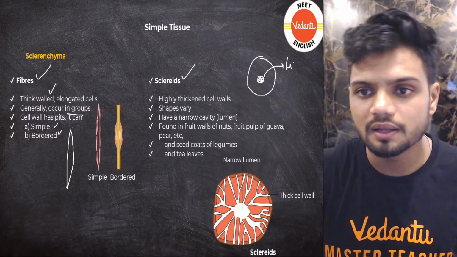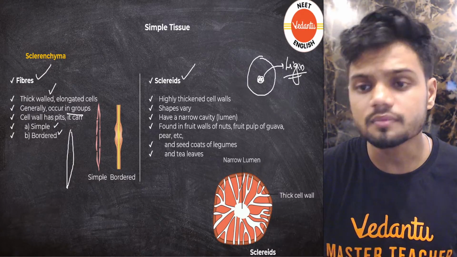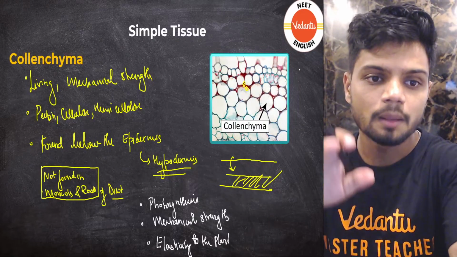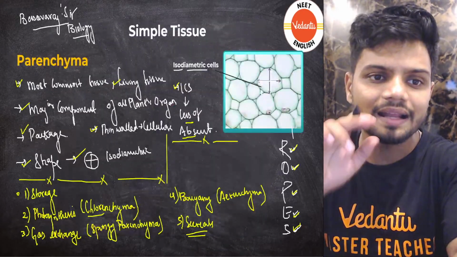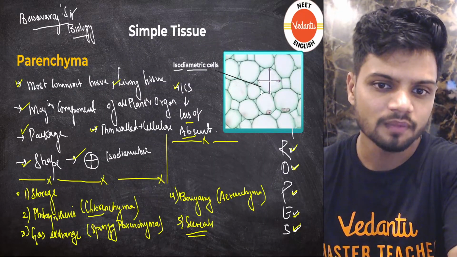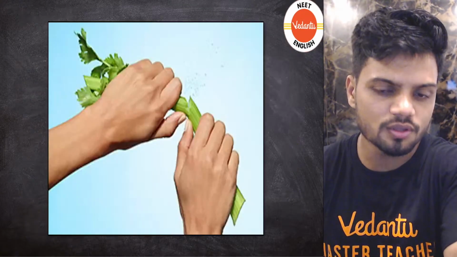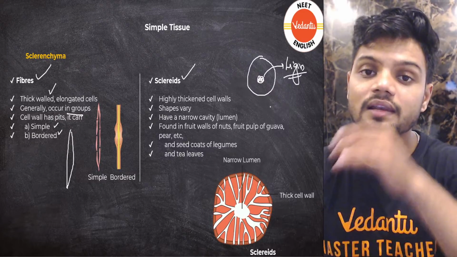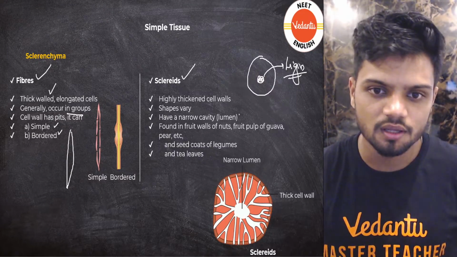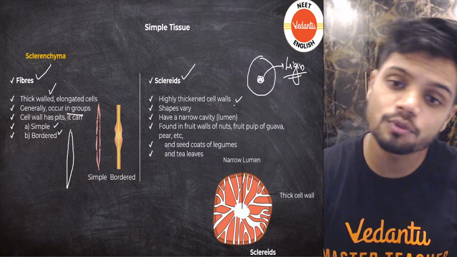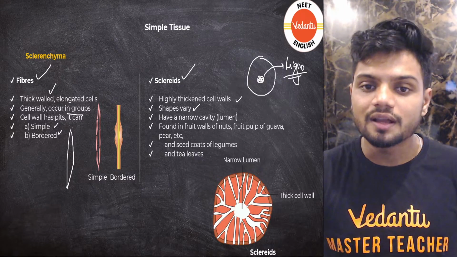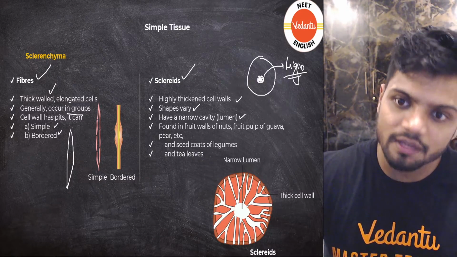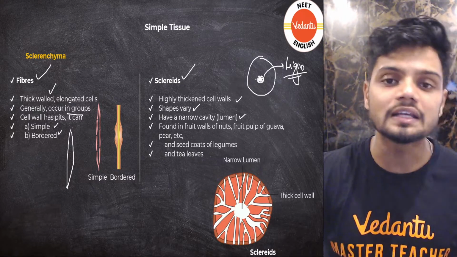Which depositions? Lignin depositions. See, lignin in the case of sclerenchyma, pectin in the case of collenchyma, and in the case of parenchyma, it is cellulose. Cellulose, pectin, and lignin depositions. Okay, so highly thickened walls, they are much more thick. Shape varies, narrow lumen, narrow cavity. Lumen is completely obliterated, meaning the lumen is completely filled with lignin depositions.